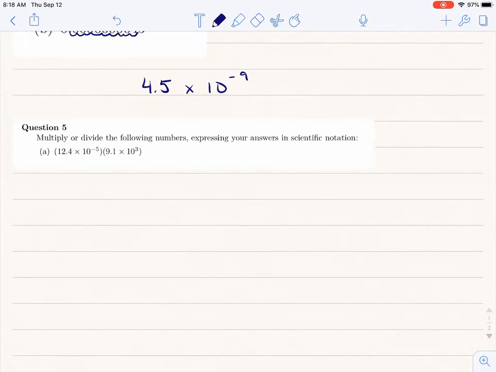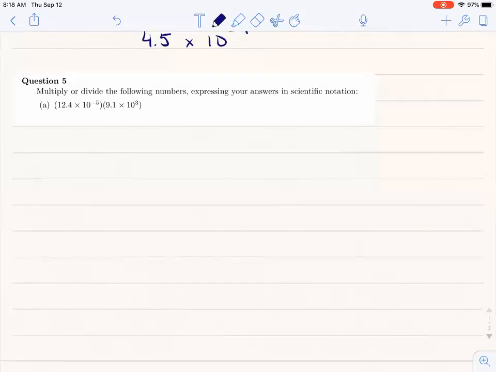12.4 should be 1.24, right? But I just stole it blindly. It's really biting me in the butt when I steal things blindly. So anyways, trust no one, including myself, I guess. So here, if we rewrite this, I'm going to rewrite this as 12.4 times 9.1. I'm going to group the powers of 10 together, and then times 10 to the negative 5 times 10 to the power of 3.